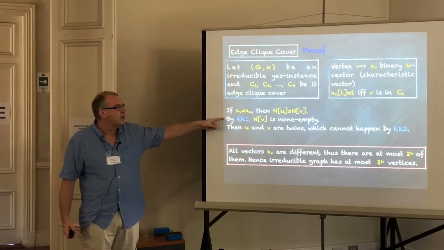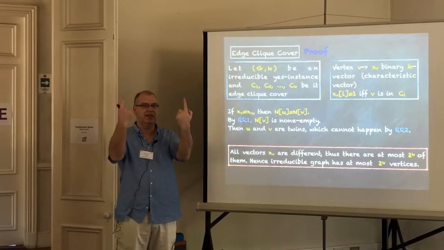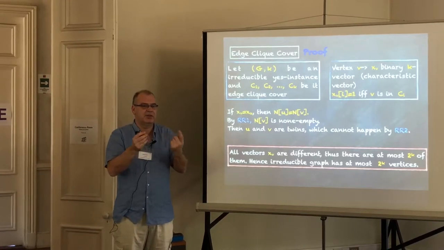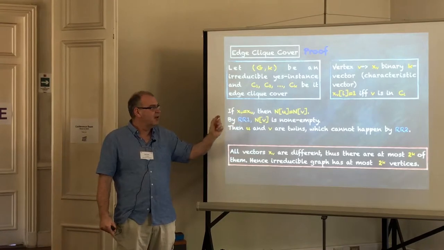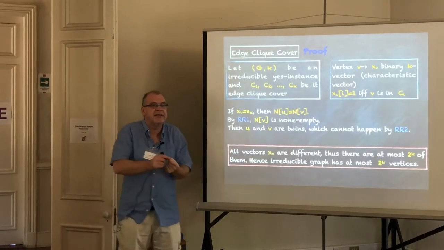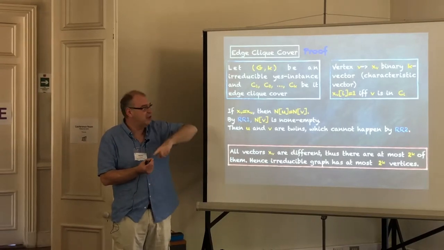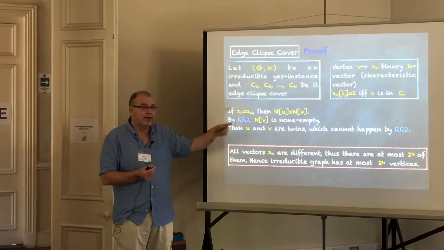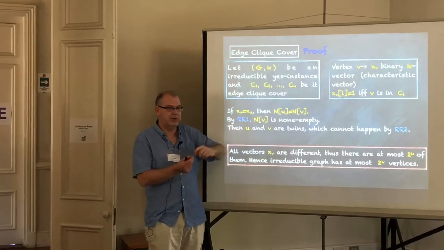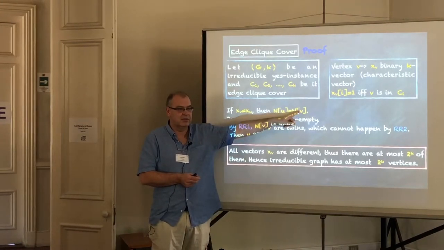Can you repeat the argument for this one? If x_v is equal to x_u, what does it mean that two characteristic vectors of two vertices are equal? I claim that their neighborhoods are the same. I take the vertex v, and I take any vertex w. I claim that this vertex w is adjacent to v if and only if it's adjacent to u. Why? Well, if this vertex is adjacent to v, it should be contained in some clique, so the coordinate corresponding to this clique should be one. But because the vectors are the same, this vertex also should be adjacent to u.